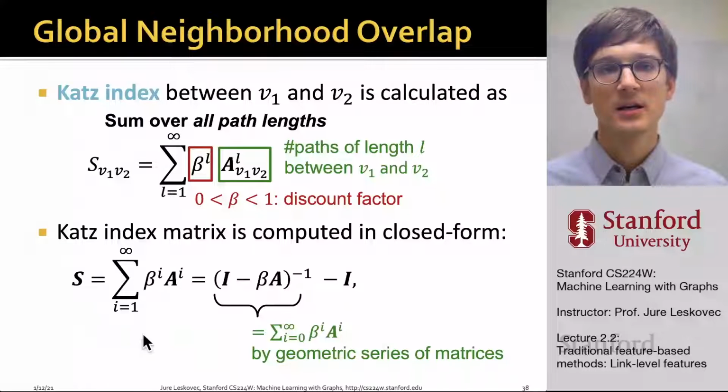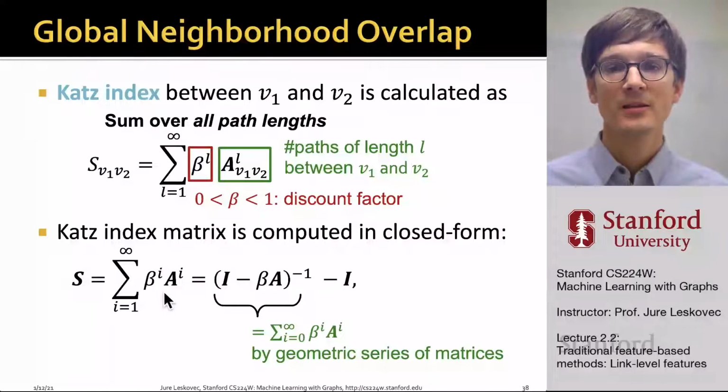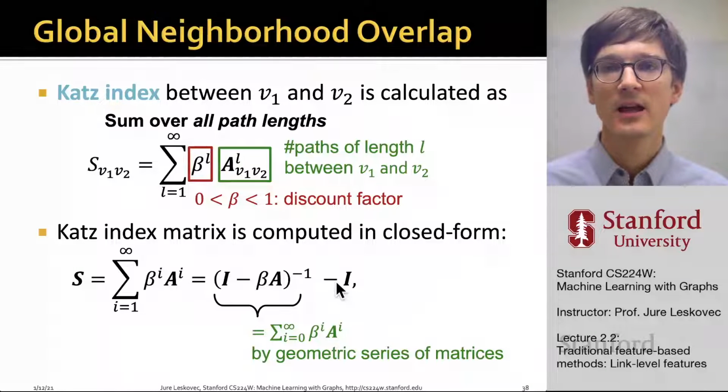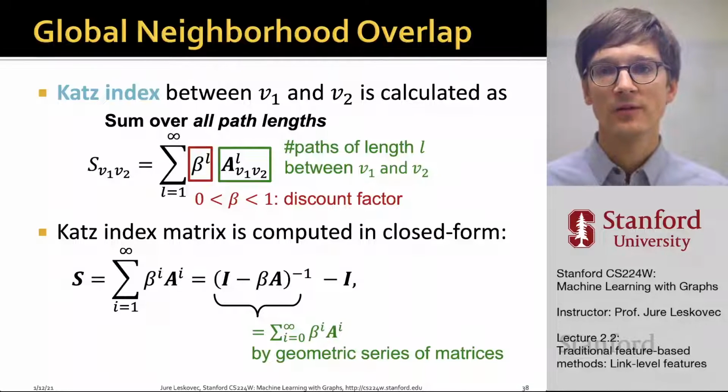And here is the formula for the Katz index again. Basically here is a closed form expression that will exactly compute this sum. The reason why there is an equality is that this is simply a geometric series for matrices, and for that there exists a closed form expression that only requires us to take the identity matrix minus beta times the adjacency matrix, invert that, and then subtract the identity matrix again. And the entries of this matrix S will give us the Katz neighborhood overlap scores for any pair of nodes.